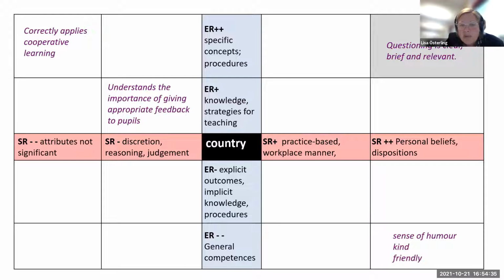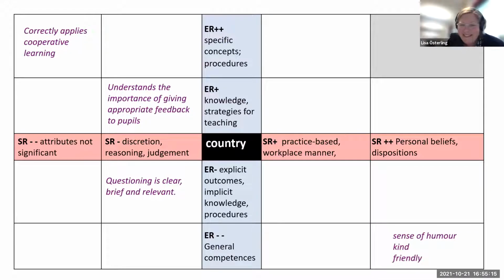Now I invite you to discuss this one. We can start with the ER scale. Questioning is clear, brief, and relevant. Is that particularly professional knowledge that goes on the plus dimension, or is it more general knowledge? Anyone want to try? I think it's ER minus and SR minus. Yeah, do you agree? Yeah, why ER minus? Why would you say that?